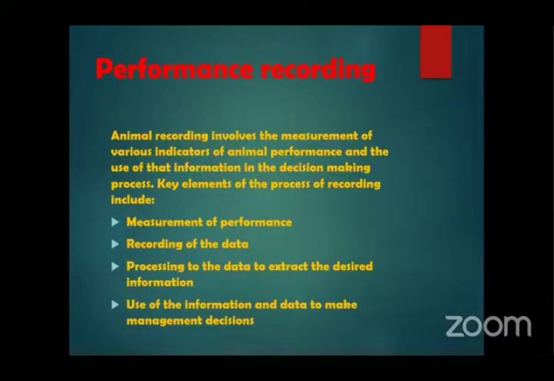Last week, Juma mentioned a bit about performance recording. And as you can see there, it involves the measurement of the various indicators of the animal performance. We want to measure and put a scale that we're going to use to compare the animals. And this information will basically be used in decision-making.